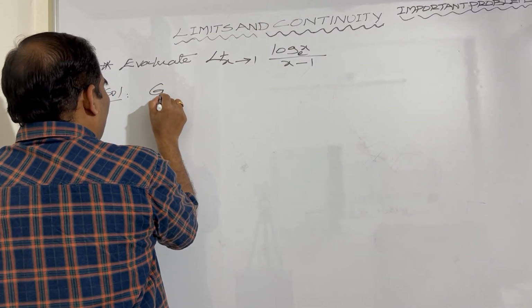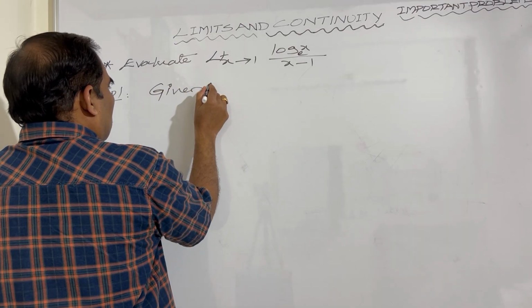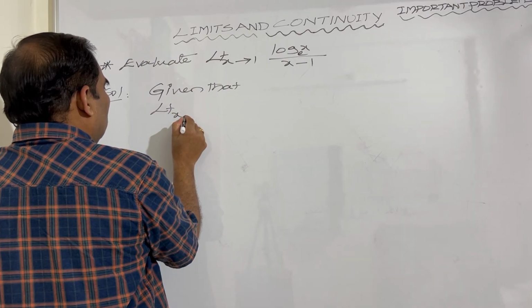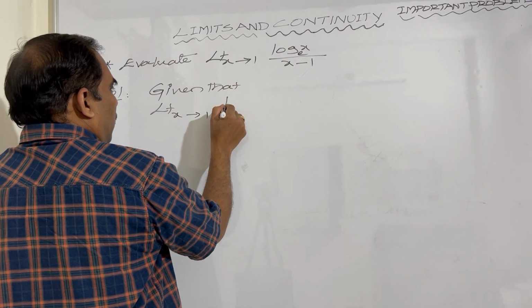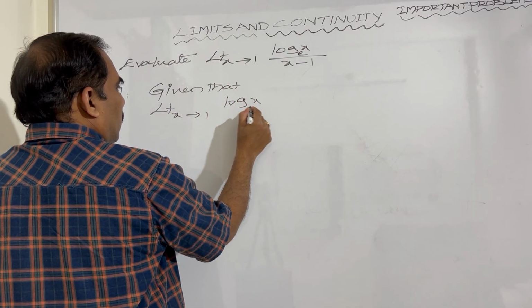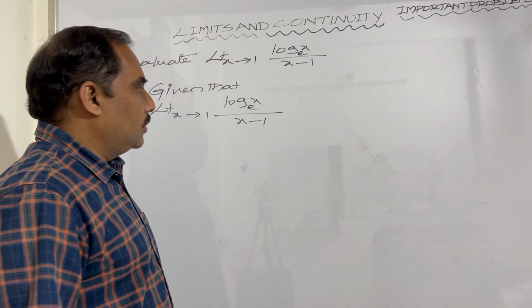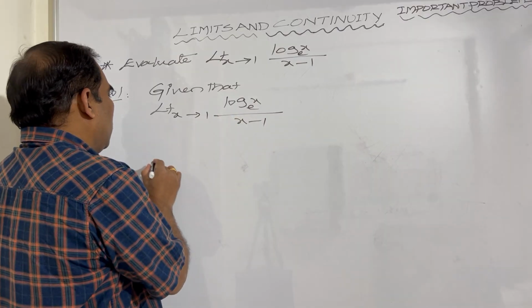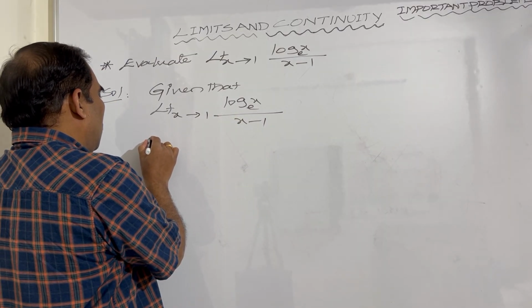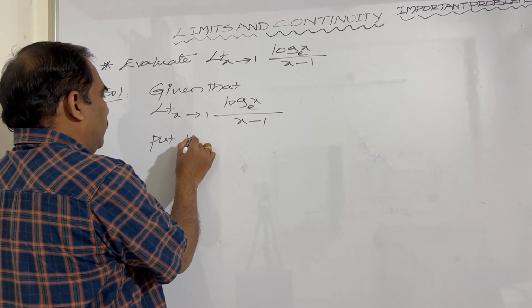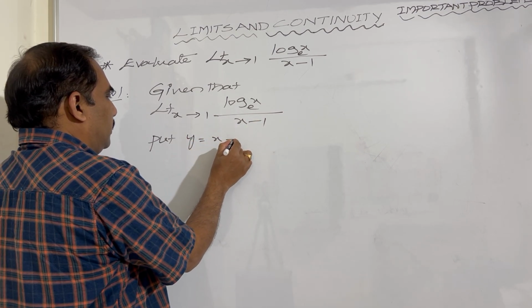So here given that limit x tends to 1 of log x base e by x minus 1. This is the given limit. Now what I am taking is here: let or put x minus 1 is equal to y. y is equal to x minus 1.